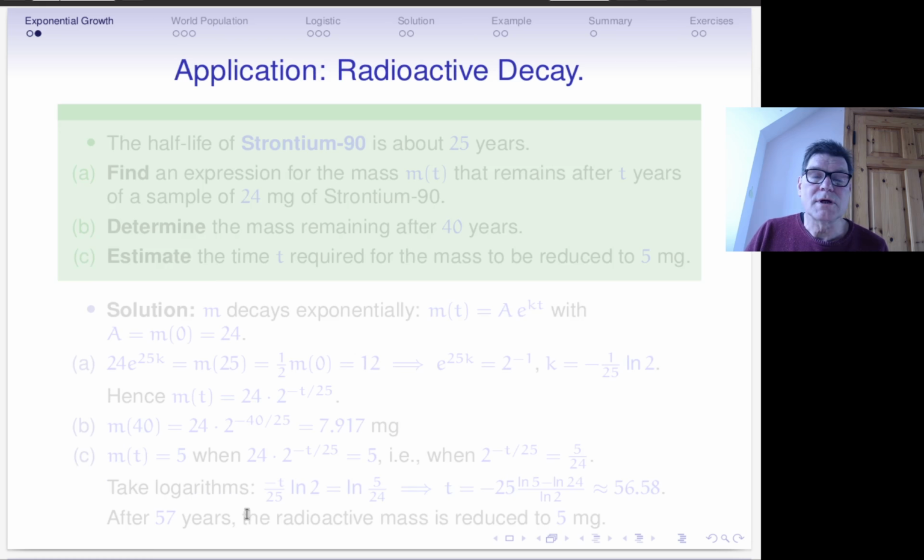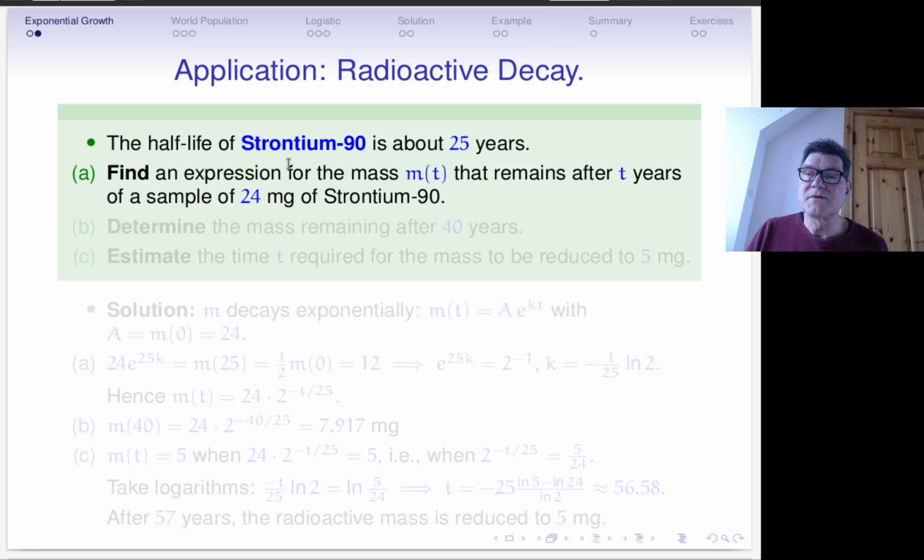Let's briefly look at an example of exponential decay, a radioactive decay. The radioactive material strontium-90, which has its own Wikipedia page, has a half-life of about 25 years. This means that after 25 years, there's only half of the mass of this radioactive material left over.